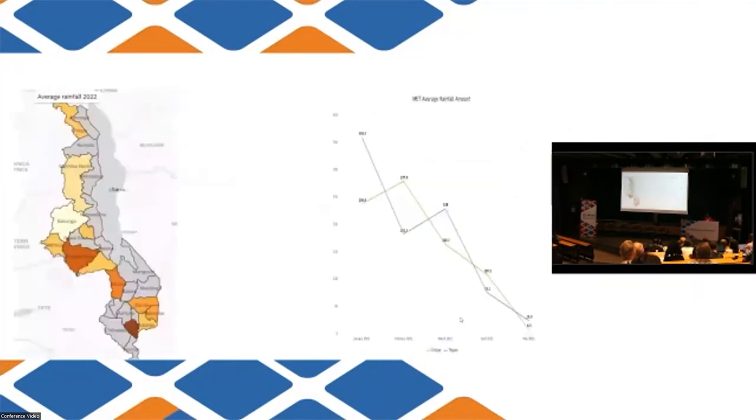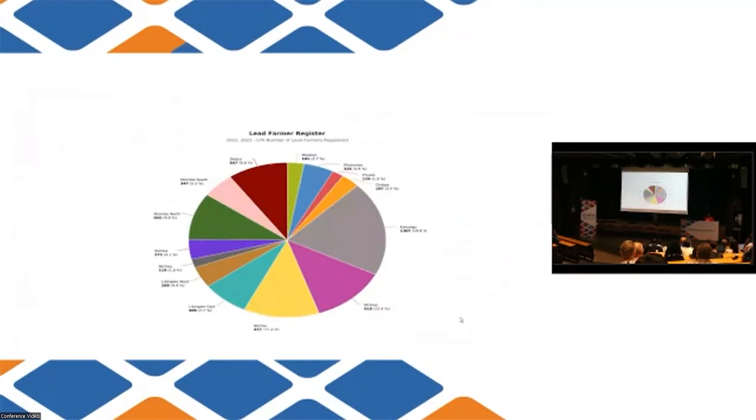So this is just a snapshot of some of the analytics and visualizations that we are generating using the NAMIS system, the rainfall that we collected last season and this season. And this is also a visualization showing the number of lead farmers that we have registered per district. The analysis can even go to the lowest point of data collection, so we can know that in this specific area, we have this number of lead farmers. That will help us with better programming and targeting.